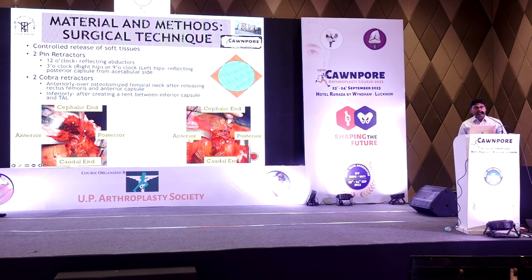Now I use two cobra retractors. The first cobra retractor goes anteriorly after I have taken off a part of the anterior capsule and the reflected head of the rectus femoris. Many times, if you do not place this retractor properly, you break a part of the anterior wall, and then your acetabular cup does not go in properly. To avoid breakage of the anterior wall, we have to ensure that the cobra retractor goes deeper compared to what we often see people doing.